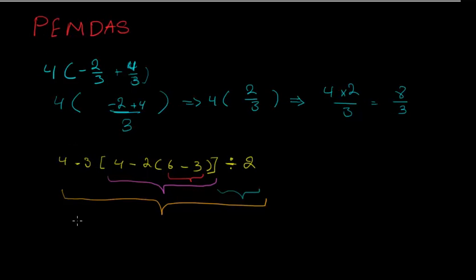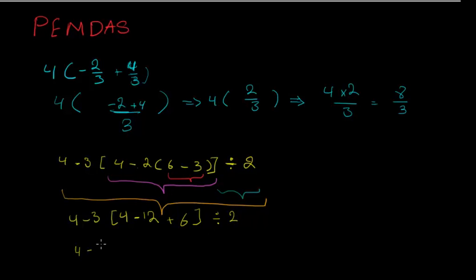So we start with the parentheses. We have minus 2 times the parentheses. Be careful about the minus sign. The minus sign goes with the number 2. So we have minus 2 times 6, which is minus 12. Minus 2 times minus 3 is positive 6. So, we close the square bracket and then divide it by 2.